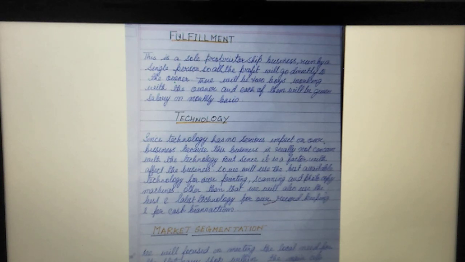Next comes the market segmentation. So what does this market segmentation say? Market segmentation tells us for which group the market is being segmented, whether it's for the college students, or for the university students, or for office stationery, or in which place the products will be sold. So this comes under the market segmentation.